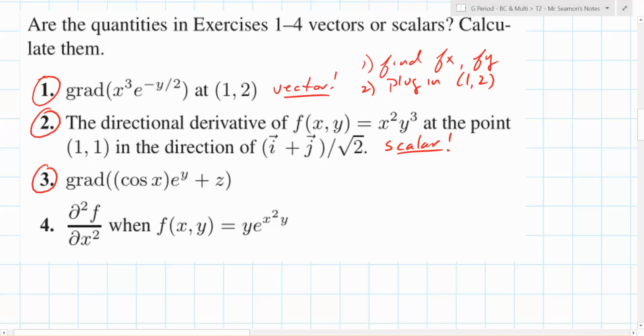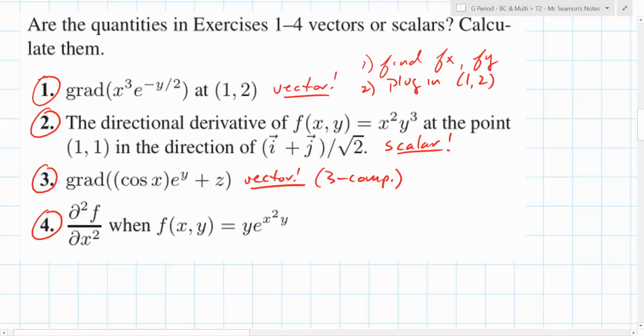3, the gradient, is that going to be a vector or a scalar? Vector, nice. Does it give us a point for that one? No, it doesn't. And what's different about that one, going from 1 to 3? There's a z. So how many components are you going to have? 3. And you have 3 components, exactly. Nice.